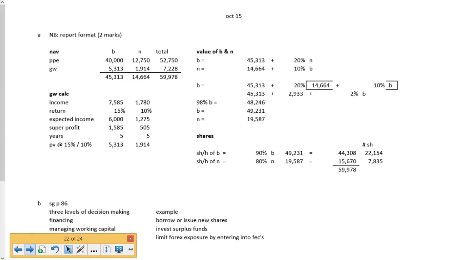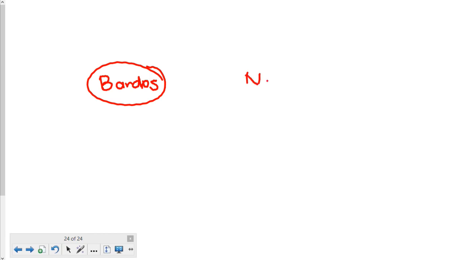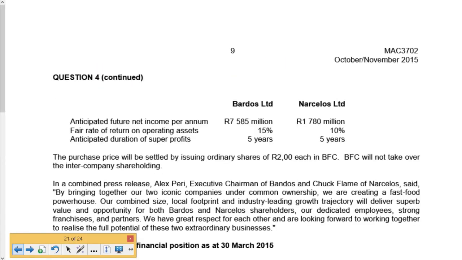But I just want to take you through a picture of what it looks like, this Nando's Barcelos. So we have these two companies, and they are going to merge into a new company. And this new company is going to get PPE or assets. I think, did they say PPE or did they say assets? What do they say?